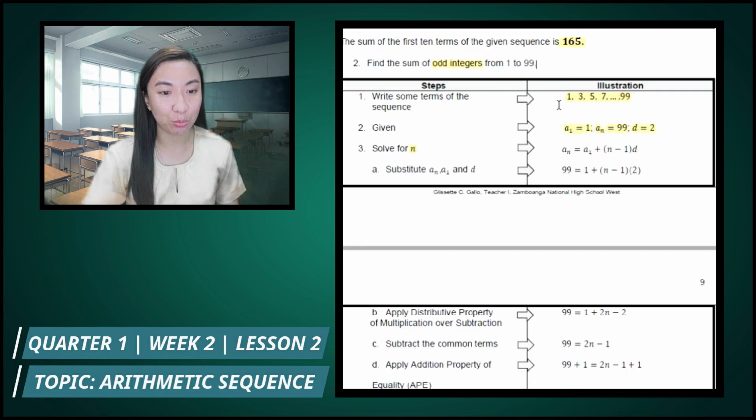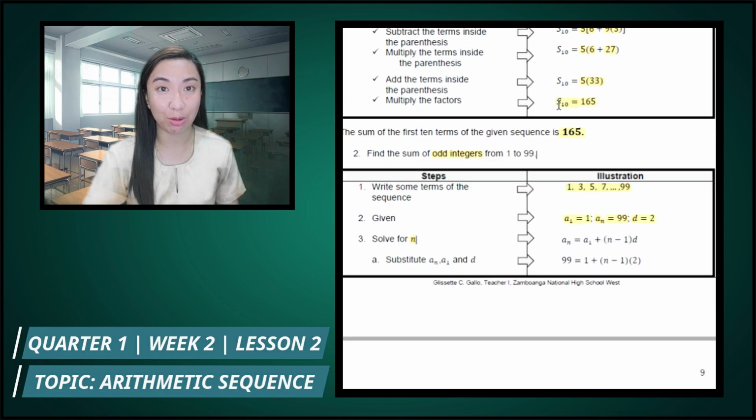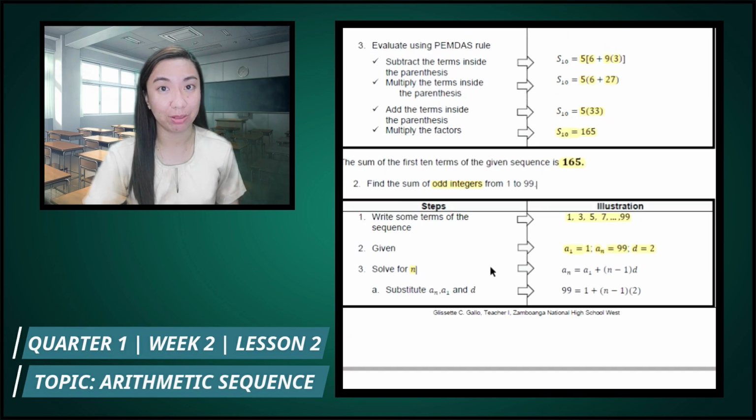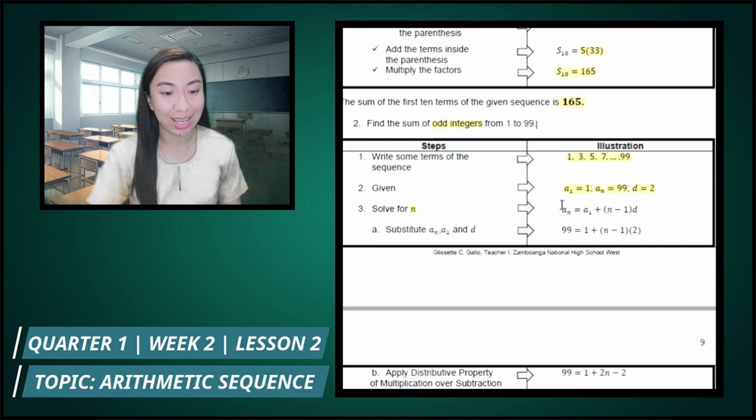In this case, we need to identify the value of n because it is not stated in the given problem. For us to be able to solve for the value of n, we will be using the formula for finding the nth term of an arithmetic sequence, which is a sub n is equal to a sub 1 plus the quantity of n minus 1 times d. Ito yung formula na gagamitin natin.